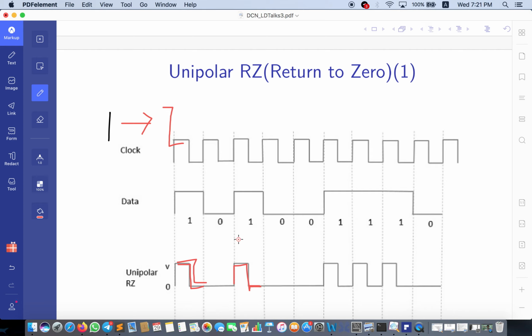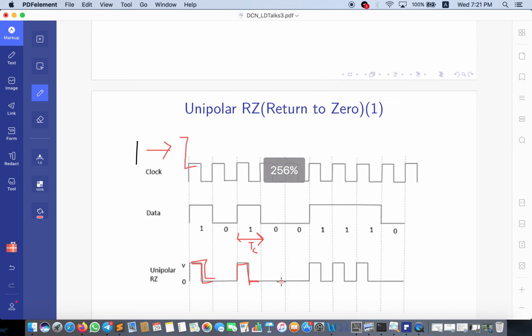If I consider this entire thing as Tc, we can see that the data length is Tc. Then in the unipolar RZ scheme, I can say it remains 1 up to Tc by 2. For half of the time period of the data, it remains at 1, then it comes back to 0.